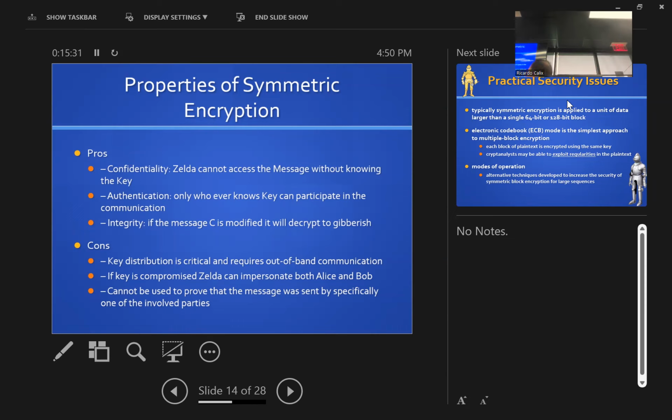So the properties of symmetric encryption. We've established the pros of symmetric encryption, which is confidentiality, pretty good at that. I'm going to speak in terms of Bob and Alice and Zelda. Zelda, remember, tries to steal the data. Zelda cannot access the message without knowing the key. So that is the pro. Authentication: only whoever knows the key can participate in the communication, so that's a type of authentication. Integrity: if the message C is modified, it will decrypt to gibberish. We still need to do this problem.